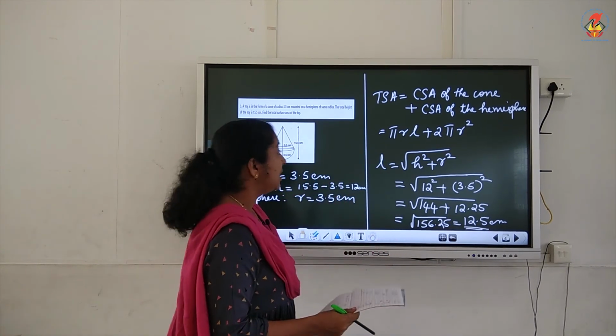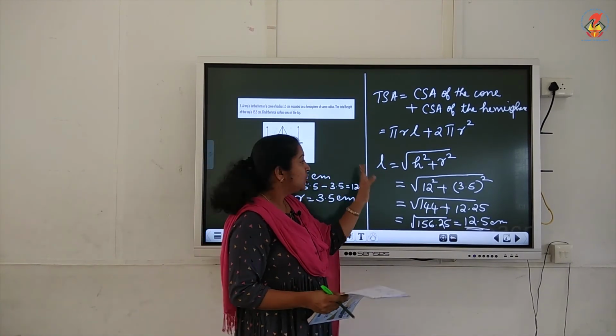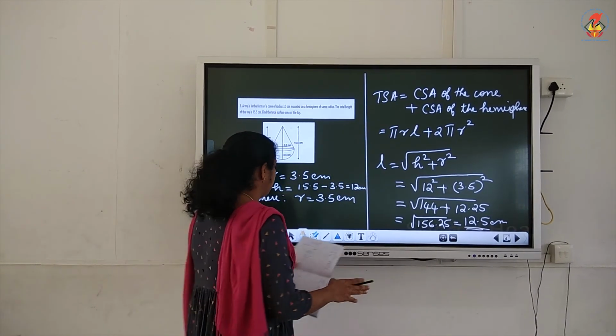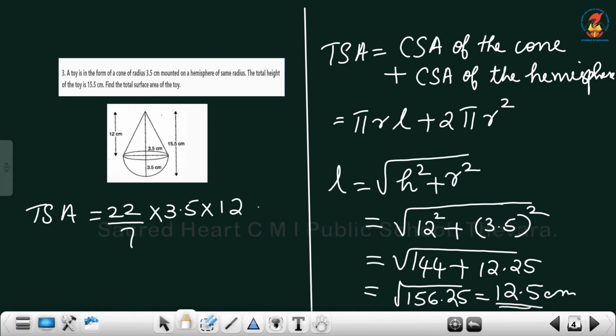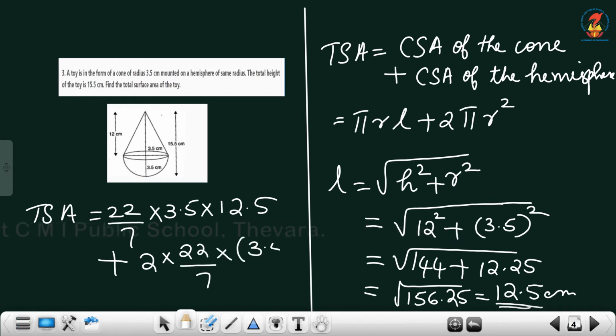12.5 centimeter is the slant height. So the remaining you can just substitute. TSA is equal to pi, which is 22 by 7, into R 3.5 into 12.5, plus 2 into 22 by 7 into 3.5 whole square. You have to use the cancellation method. If you can cancel any of the numbers, you can. 7 you can cancel.